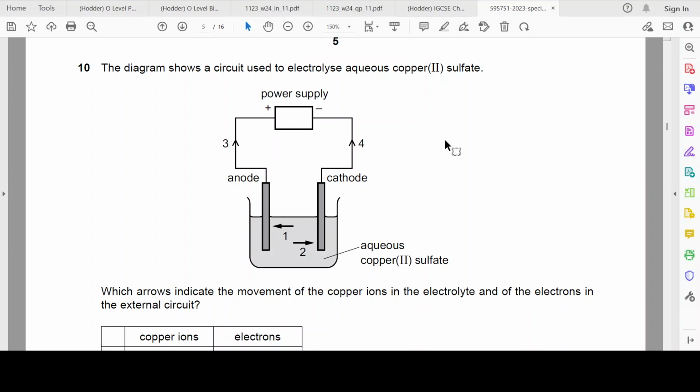And even if you recall physics, they told you that electrons flow from the negative to the positive, right? That's how it happens. Because electrons are negatively charged, they're going to flow from negative to positive. So that should be straightforward.